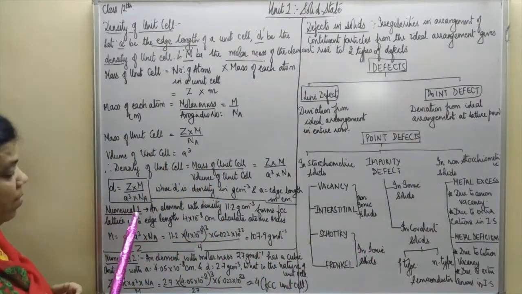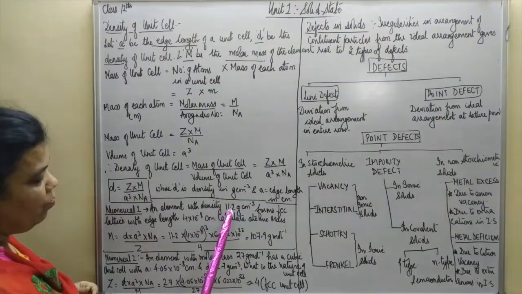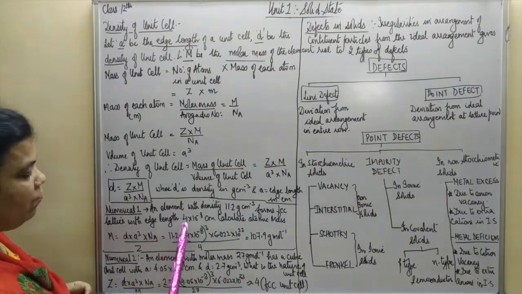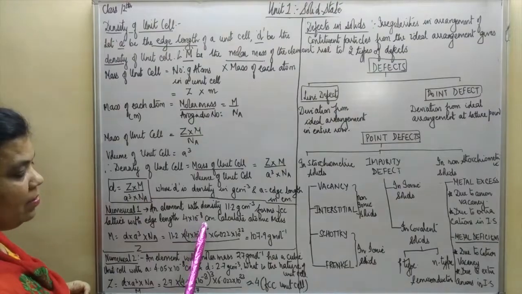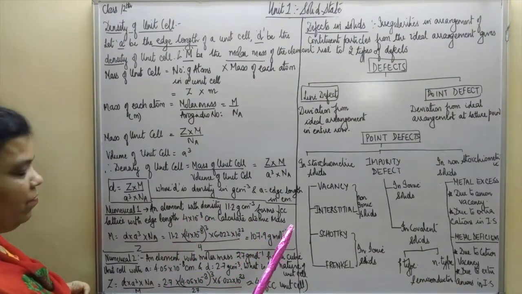Numerical 1. An element with density, density is given 11.2 grams per cubic centimeter, forms FCC lattice with edge length 4 into 10 to the power minus 8 centimeter. This is the value of a given to us. Calculate the atomic mass of the element.